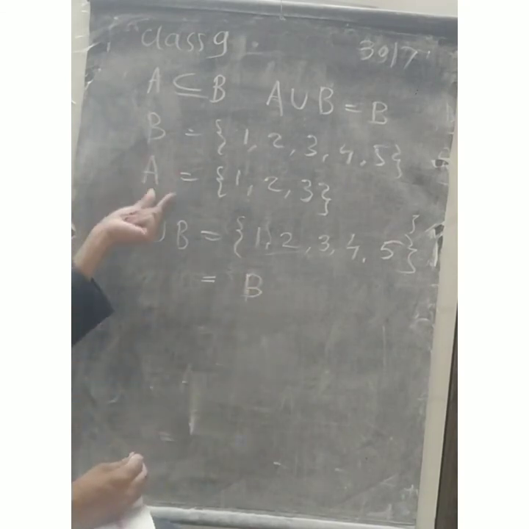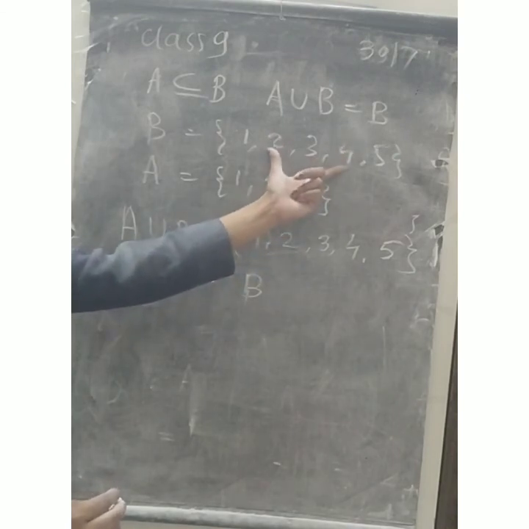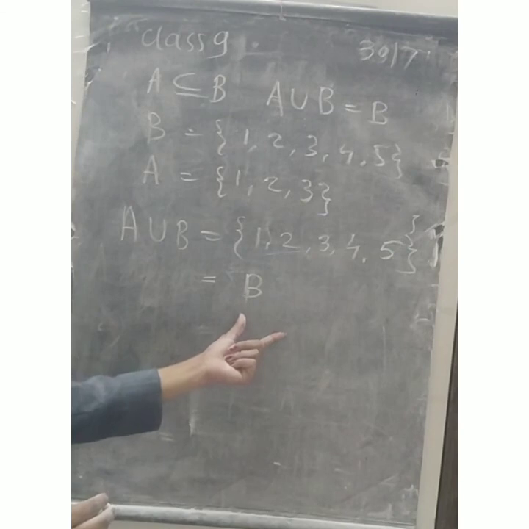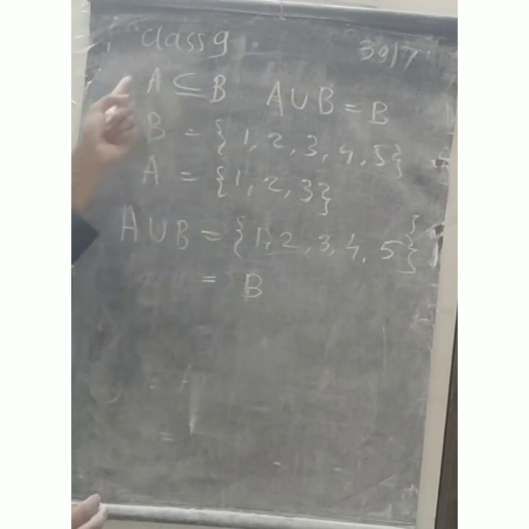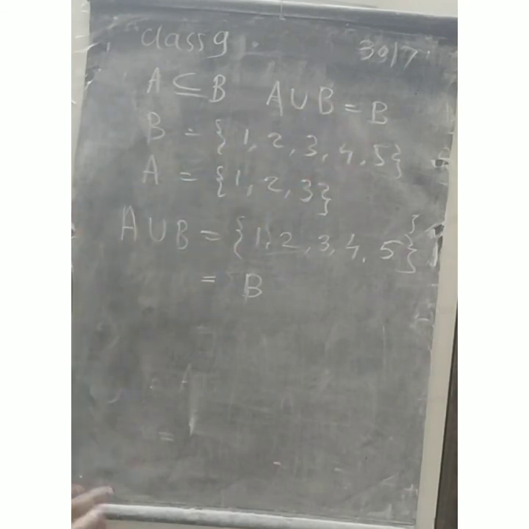So when A is the smaller set, a subset of B, then its union will be equal to B. And if B is the subset of A, then its union will be equal to A.